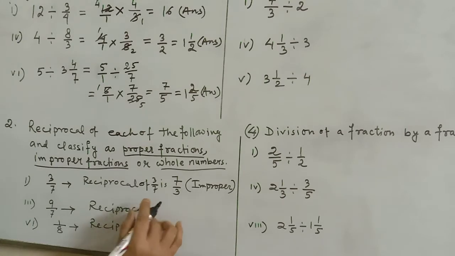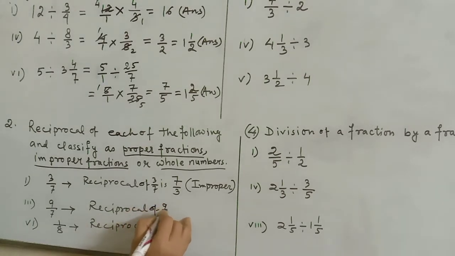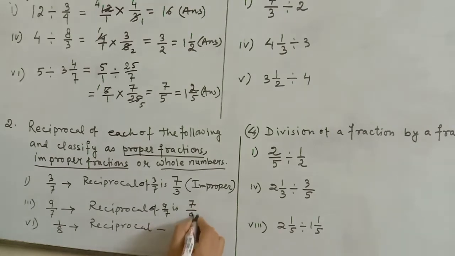Now next one is 9 by 7. The reciprocal of 9 by 7 is 7 by 9, and it is a proper fraction as the numerator is smaller than the denominator. Now 1 by 8. The reciprocal of 1 by 8 is 8 by 1. 8 by 1 means 8 only, and it is a whole number. Understood?